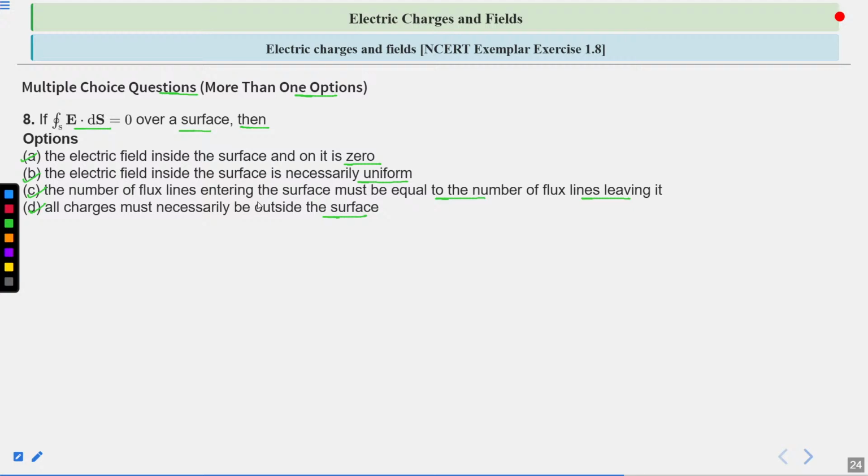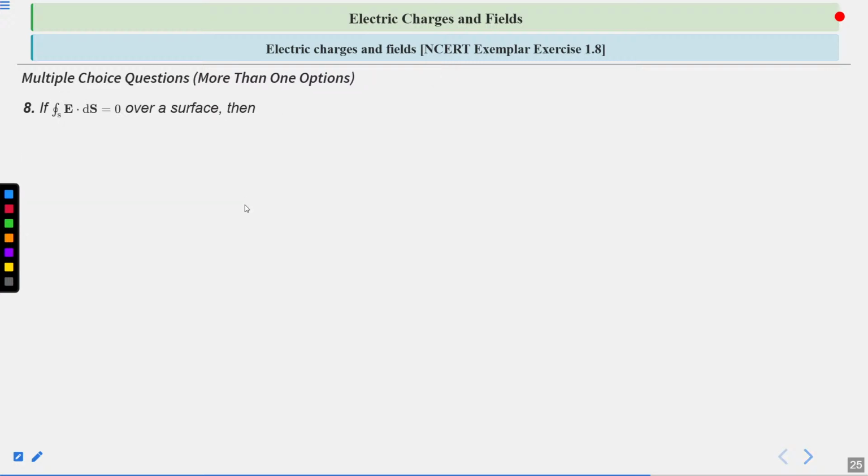More than one option may be correct. Think about it. So the correct answer is C and D. C and D. Solution.